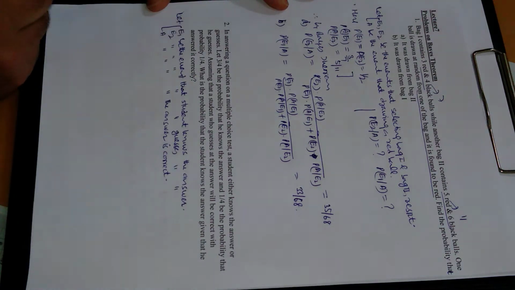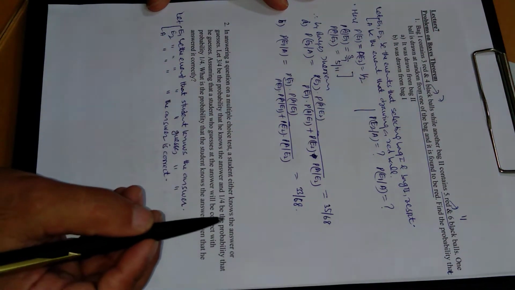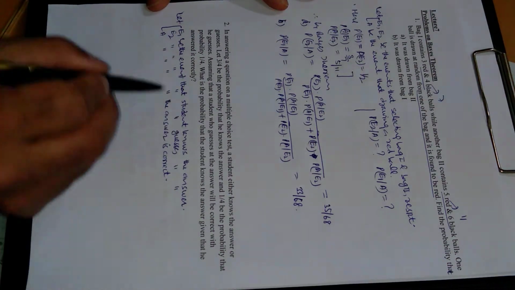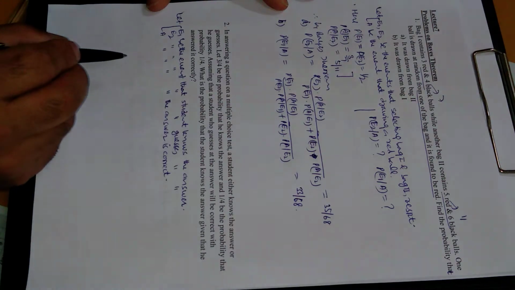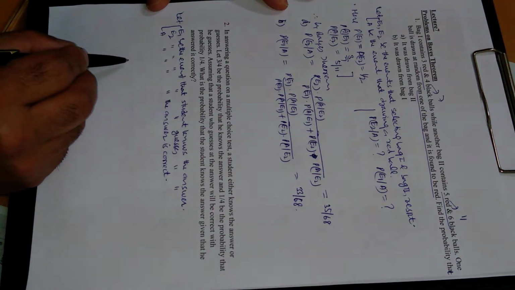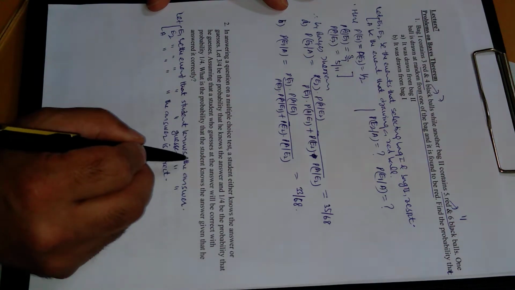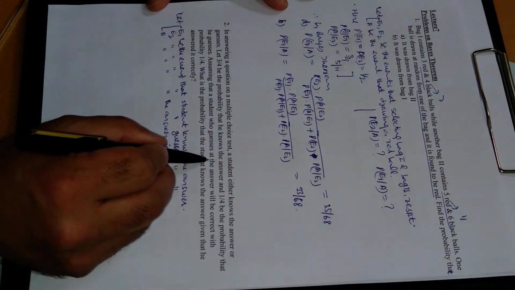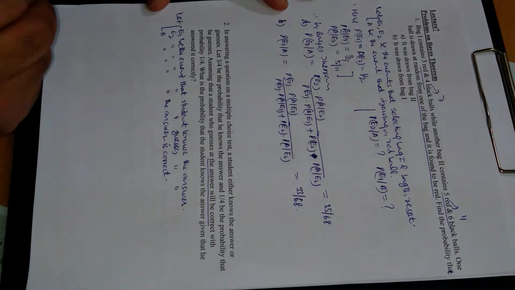First of all, identify the events E1, E2. Because in a multiple choice test the student either knows the answer or guesses. Let E1 be the event that the student knows the answer and E2 the event that the student guesses the answer. All right. And A is the event that the answer is correct. You can see here, the answer is correct. So A is the event that the answer is correct.